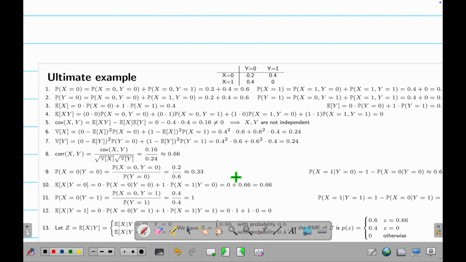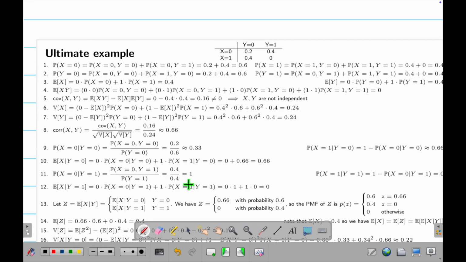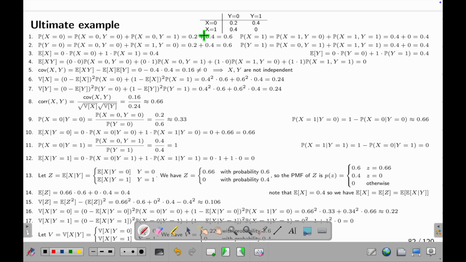Okay, now I'm going to talk about this ultimate example. If you understand everything, how to calculate this 18 thing, you are safe. What's the sample space? The sample space is x is 0 and 1, y is also 0 and 1. What are all the possible sample space? It will be the Cartesian product of {0, 1} and {0, 1}. So that means (0,0), (0,1), (1,0), (1,1).